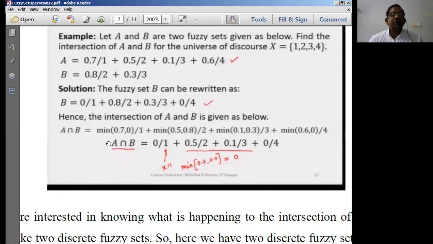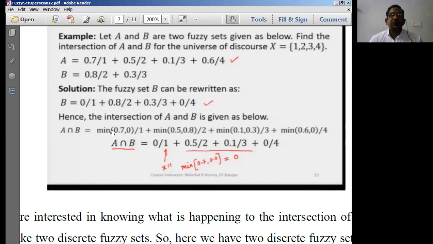So A intersection B is equal to what we can have now: the minimum of these two elements. So minimum of 0.7 and 0, minimum of 0.5 and 0.8, minimum of 0.1 and 0.3, minimum of 0.6 and 0. So what values will we be getting? A intersection B is equal to 0 by 1 plus minimum of 0.5 and 0.8, which is 0.5. The minimum of these two is obviously 0.1, and minimum of 0.6 and 0 is 0, 0 by 4.